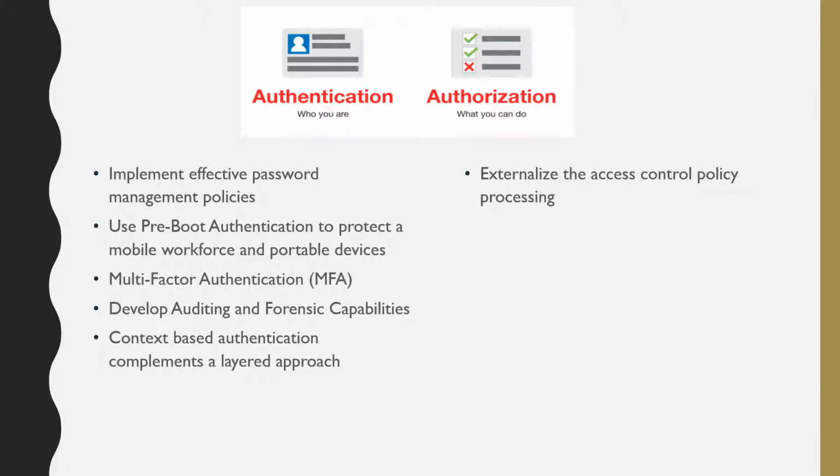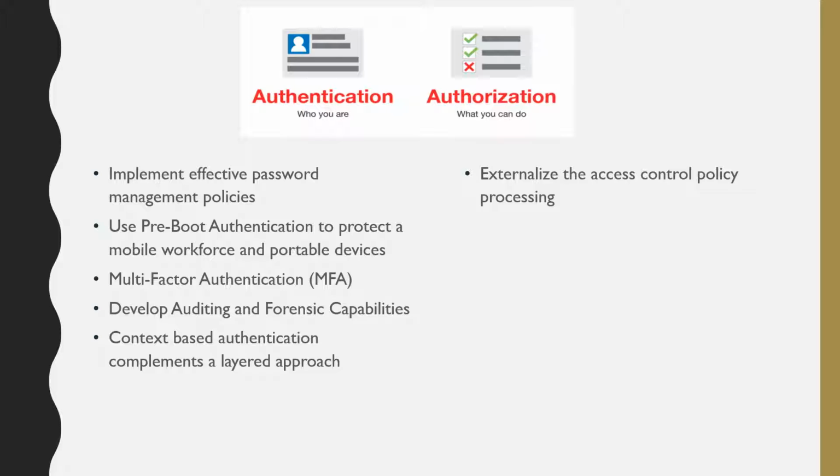In addition, you need to develop auditing and forensic capabilities. Audit trails and forensics can facilitate early detection if an organization's system has been breached. Audit trails are effective since they provide information about successful and unsuccessful authentication attempts to the system.